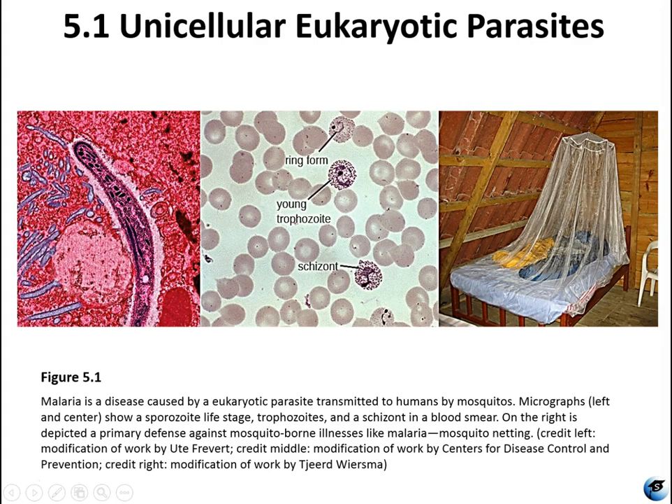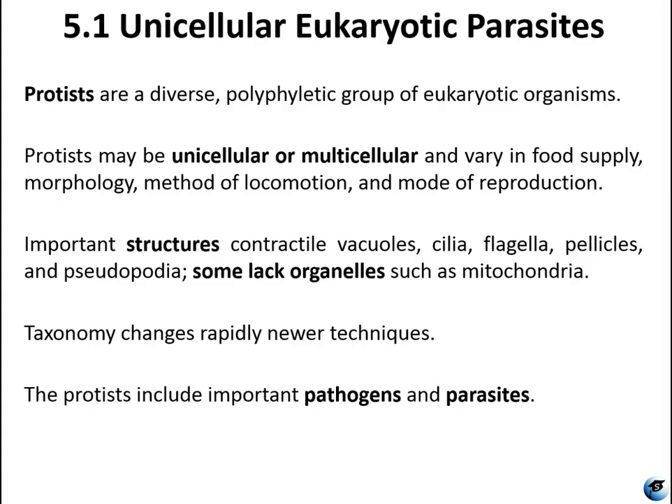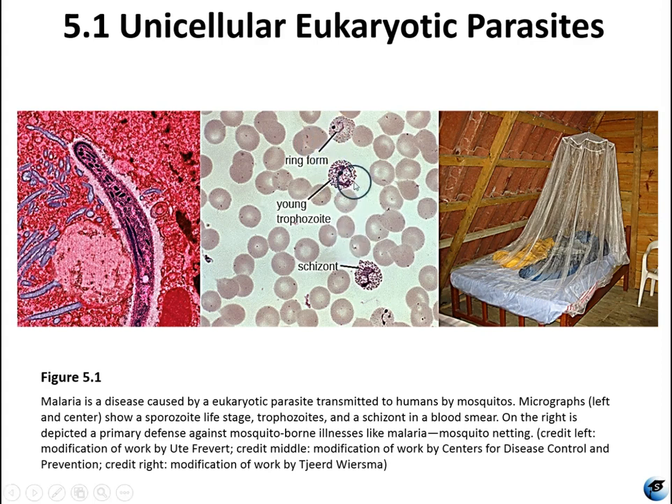Okay, so section 5.1 is talking about unicellular eukaryotic parasites. Figure 5.1 is giving an example here of malaria. Malaria is a unicellular eukaryote that is transmitted via vector transmission. The vector is mosquitoes. So this shows the sporozoite life stage, trophozoite, and schizont in blood smears. And on the right, this is a mosquito net that people who live in areas with high cases of malaria use to help protect them. So essentially what we've got here is malaria infecting blood cells in the middle. This is late in the life cycle.